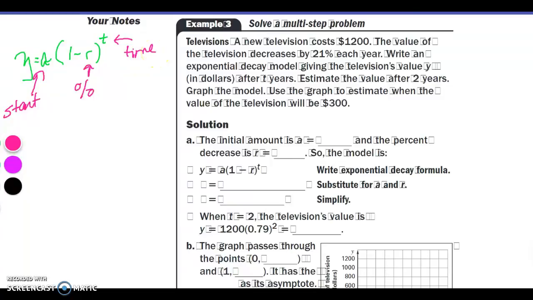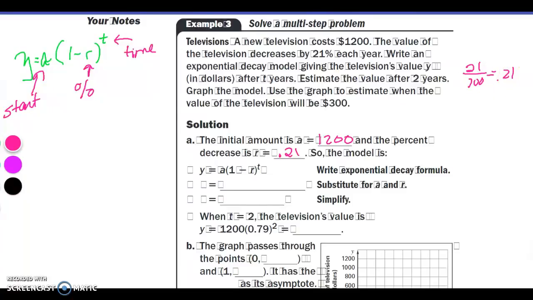So down here we have this problem, which you might want to pause and read. The beginning amount for the cost of the television is $1,200. And it loses value over time. It loses value by 21%. 21% is 0.21. So once again, you can take 21, divide it by 100, and you're going to get 0.21.